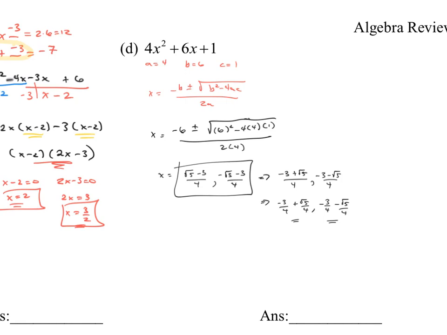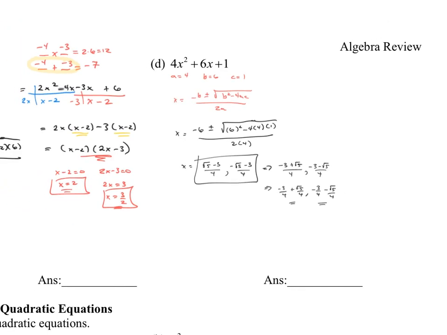Sometimes you're going to have horrible, ugly, irrational solutions. Again, irrational meaning it can't be written as a fraction. This is when you have things like the square root of 5 or the square root of 3 or 2.